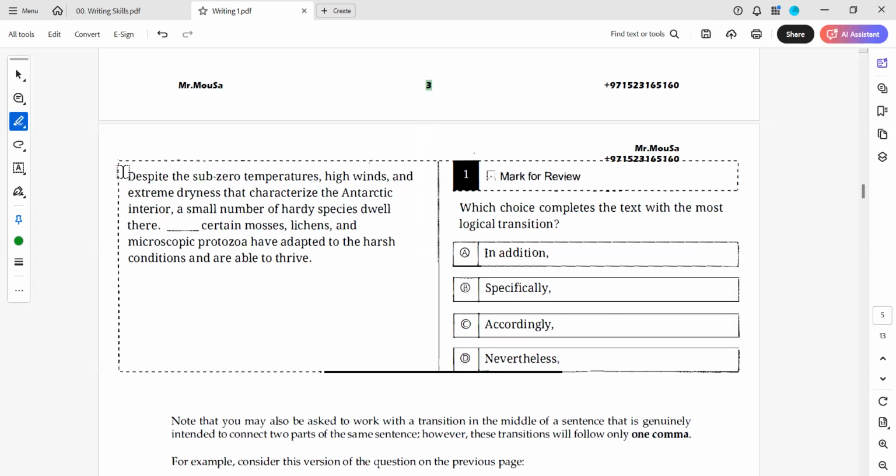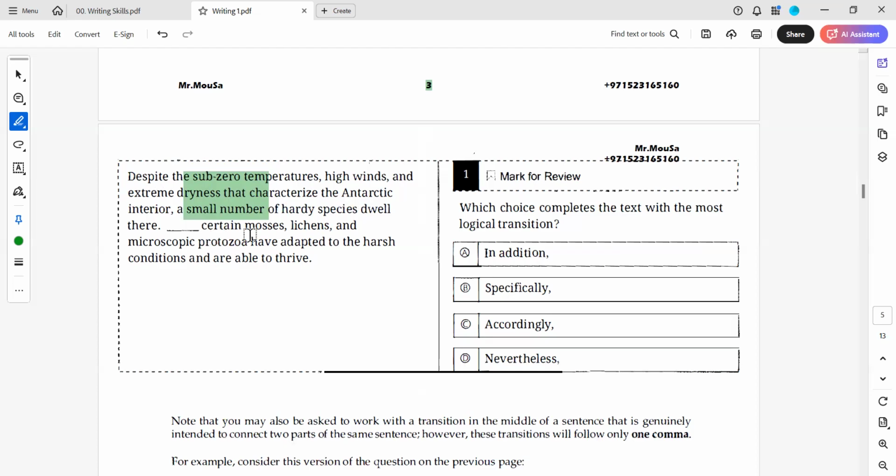Go ahead. Despite the sub-zero temperatures, high winds, and extreme dryness that characterize the Antarctic interior, a small number of hardy species dwell there. Certain mosses, lichens, and microscopic protozoa have adapted to the harsh conditions and are able to thrive. Okay, so the first sentence here is talking about what? The temperatures and the small number of hardy species. So it seems they are talking about an inhospitable place. It's not easy for most species to dwell there. Here we have a small number that survived there.